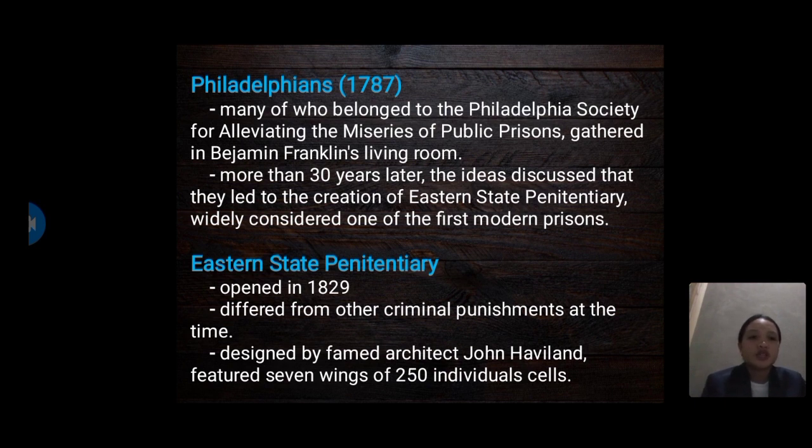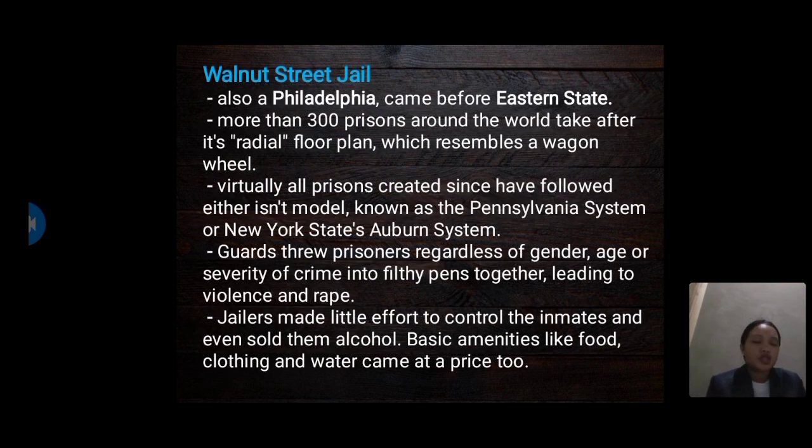So Eastern State Penitentiary, opened in 1829, differed from other criminal punishment at the time. It was designed by the famed architect John Haviland and featured 7 wings of 250 individual cells. So Walnut Street Jail, I discussed that earlier.